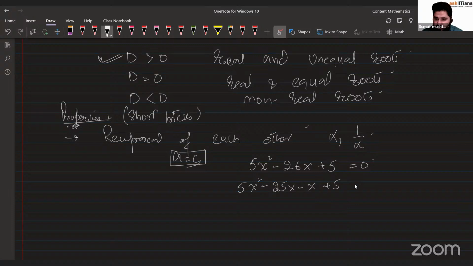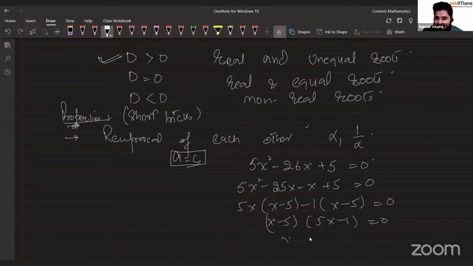Isn't it? Can I do so? I will take 5x common, this will be x minus 5. I will take negative x common, this will be x minus 5 again, is equal to 0. So x minus 5 and 5x minus 1 is equal to 0. So x is equal to 5 and x is equal to 1 upon 5. You can see that the roots are reciprocal of each other.